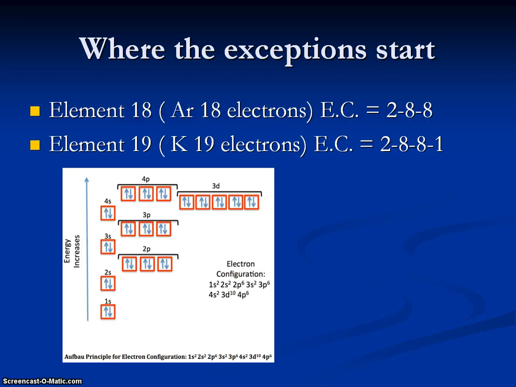Element 19, potassium, is 2,8,8,1. That means there's 8 in the third and 1 in the fourth. However, we did not fill the third level completely. The reason why is this.